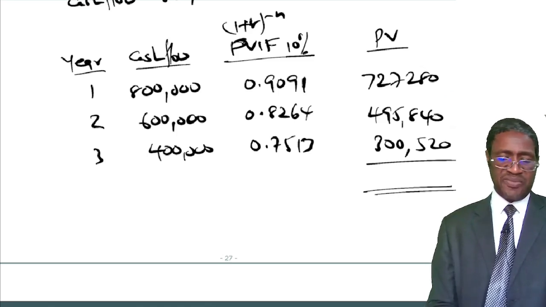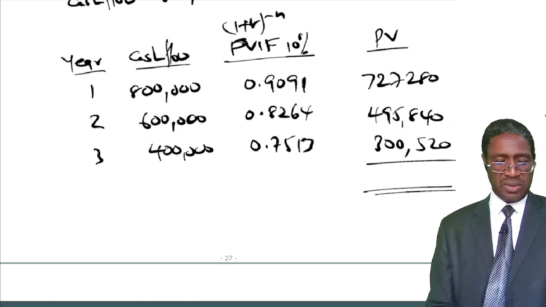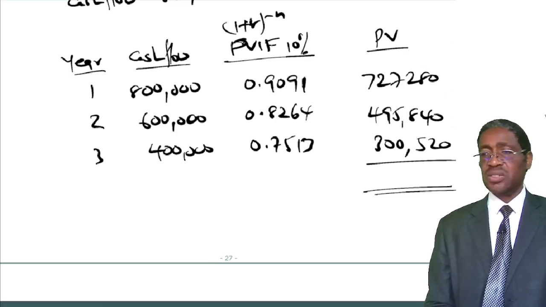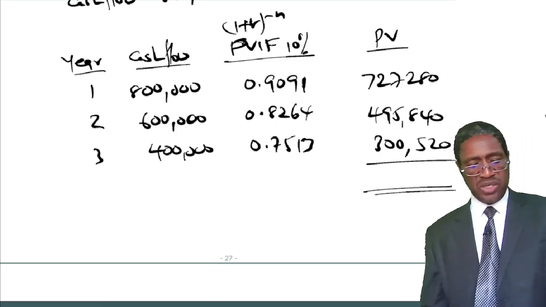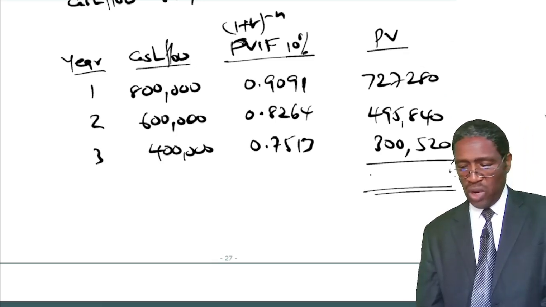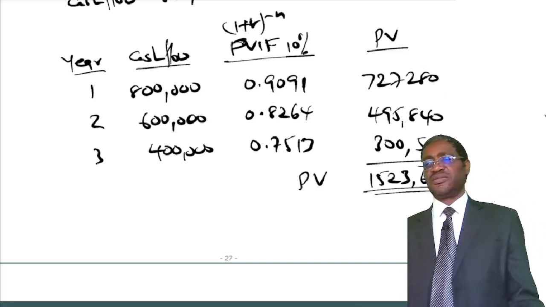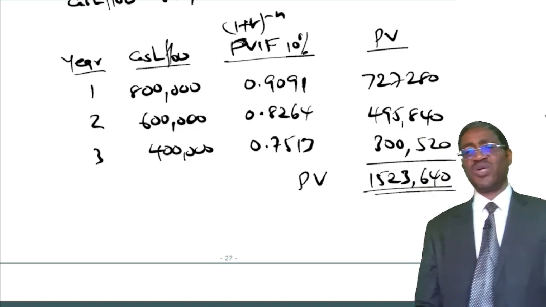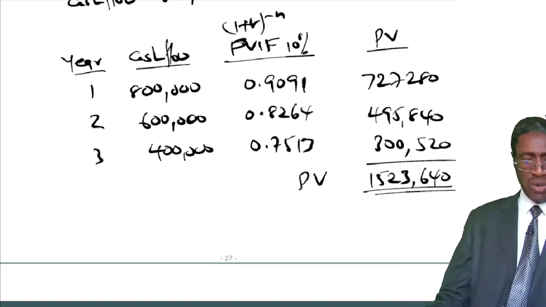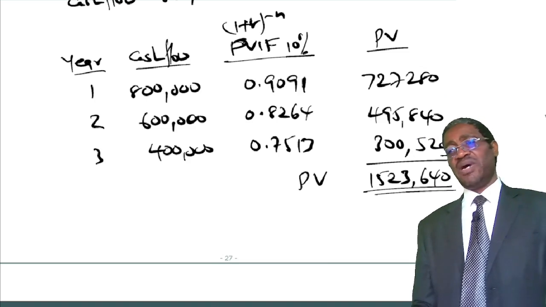It's 727,280 plus 495,840 plus 300,520. This gives me a total of 1,523,640. That is the present value. If you are to earn those future cash flows, then you invest that amount now.